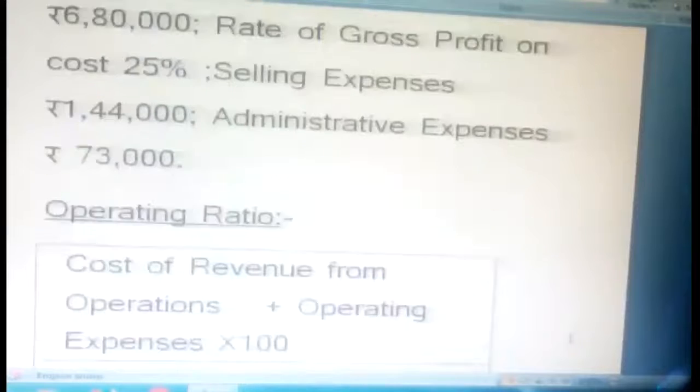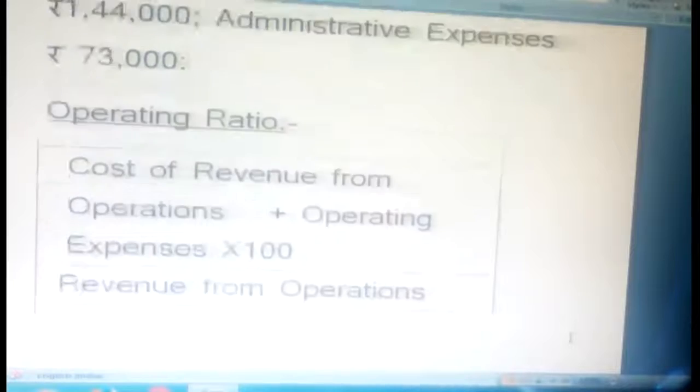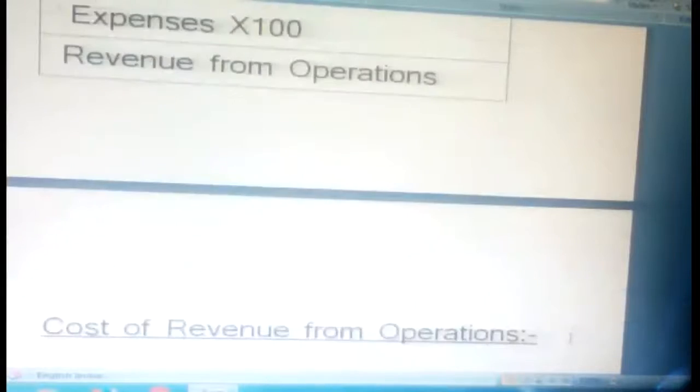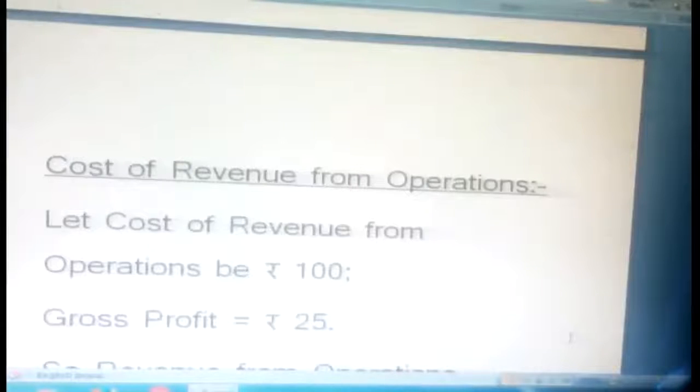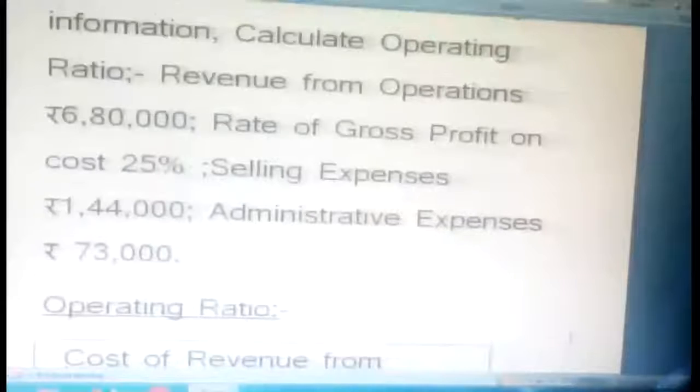Okay. So we are going to discuss operating ratio. What is the formula here? Cost of revenue from operations plus operating expenses divided by revenue from operations into 100. That is the formula here. So we are going to discuss first cost of revenue from operations. See the problem, they given rate of gross profit, profit on cost 25%.